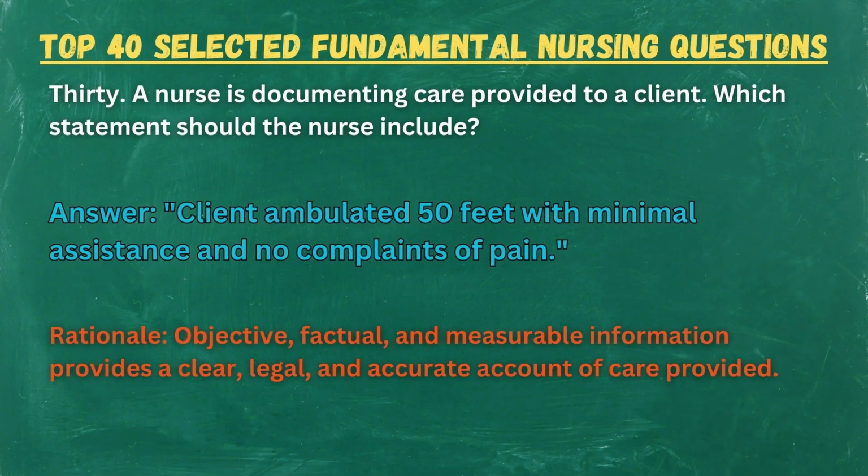30. A nurse is documenting care provided to a client. Which statement should the nurse include? Answer: Client ambulated 50 feet with minimal assistance and no complaints of pain. Rationale: Objective, factual, and measurable information provides a clear, legal, and accurate account of care provided.